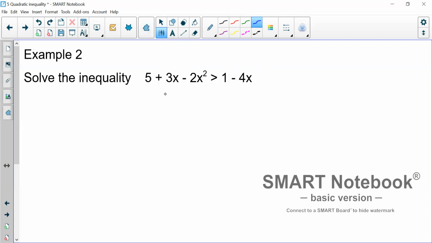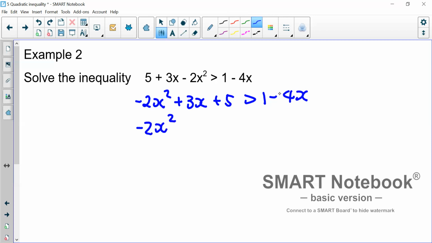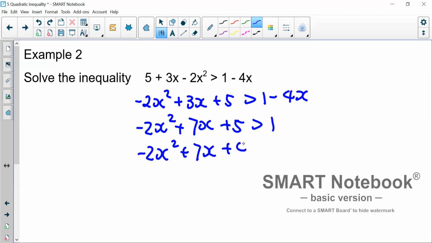Okay, so what I can do is put my minus 2x squared in the front, and then plus 3x plus 5, which is greater than 1 minus 4x. Then I can put all the x terms together, so I have minus 2x squared. Here I would move the minus 4x across to the left-hand side, so I'll have the plus 4x, which means I'll end up with 7x plus 5, which is greater than 1. Finally, take away the 1 from both sides to get minus 2x squared plus 7x plus 4 greater than 0, sorry.